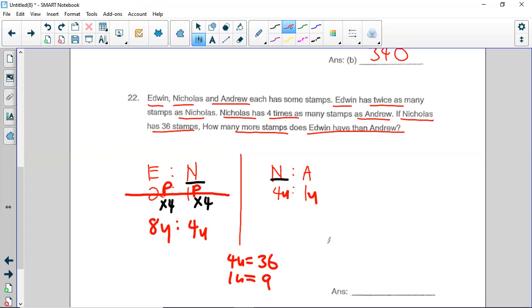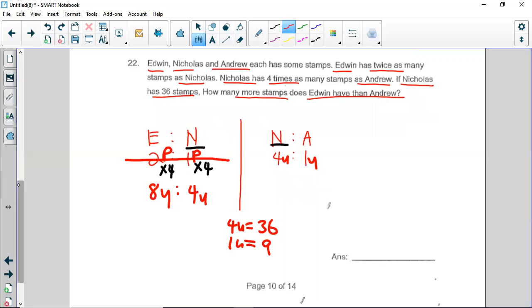And how many more stems does Edwin have than Andrew? So you look at Edwin. Edwin has 8. And Andrew has one unit. So how many more units? So there'll be 7 units more, right? 8 minus 1, 7 units more. And that will give you 9 times 7, which is 63 more stems. And that's how you get the answer using ratio method.